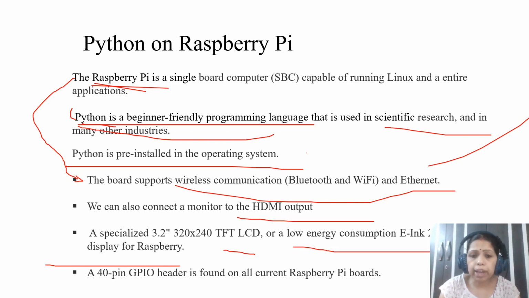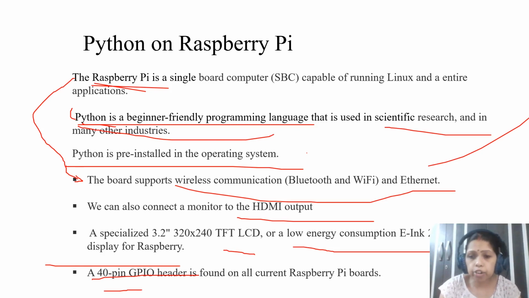The Raspberry Pi has a 40 pin GPIO header. In the next slide I will show the Raspberry Pi, and there will be 40 GPIO pins, general purpose input output pins. If you want to connect any kind of external device that will act as input and output, it can be connected through the 40 GPIO pins. In all the various kinds of Raspberry Pi boards, the 40 GPIO pins are available.